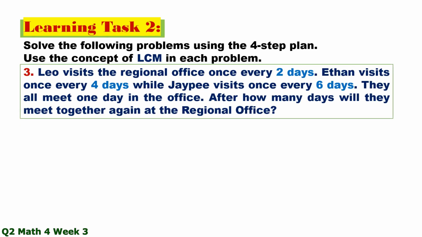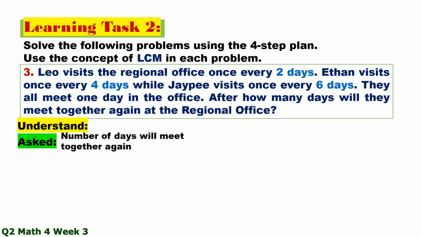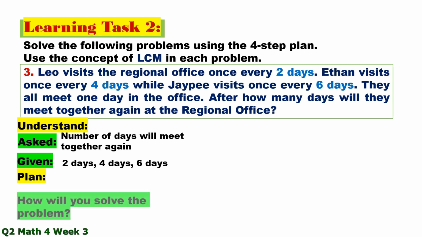Number 3. Leo visits the regional office once every 2 days. Ethan visits once every 4 days, while JP visits once every 6 days. They all meet 1 day in the office. After how many days will they meet together again at the regional office? What is asked? Number of days they will meet together again. Given: 2 days, 4 days, and 6 days.